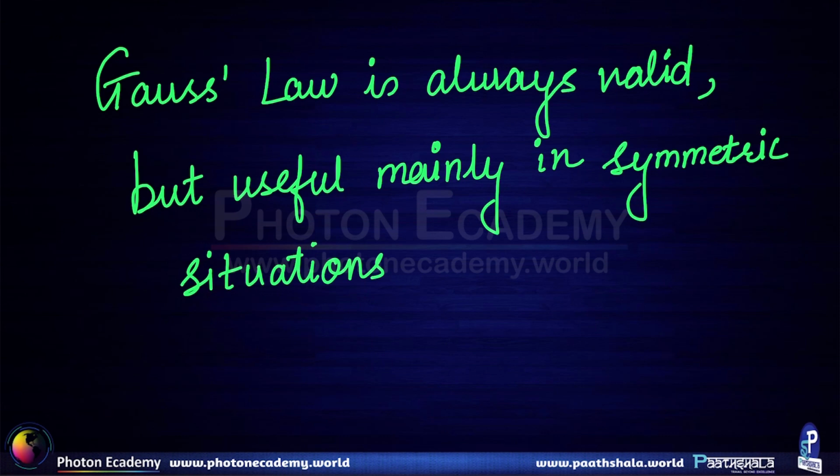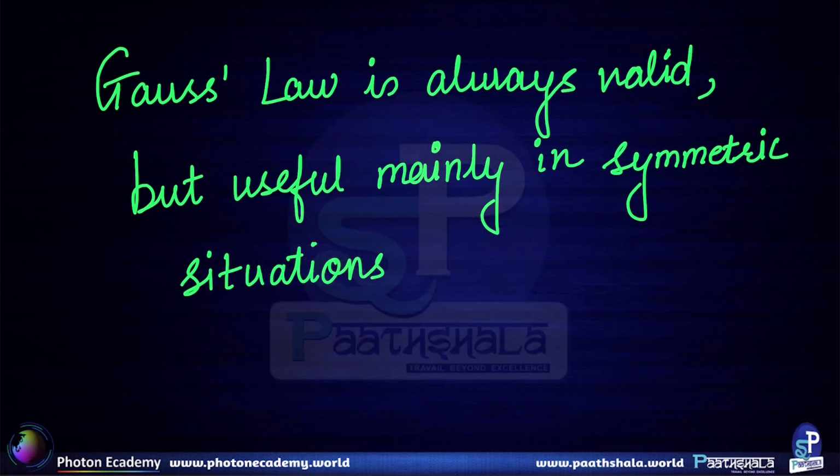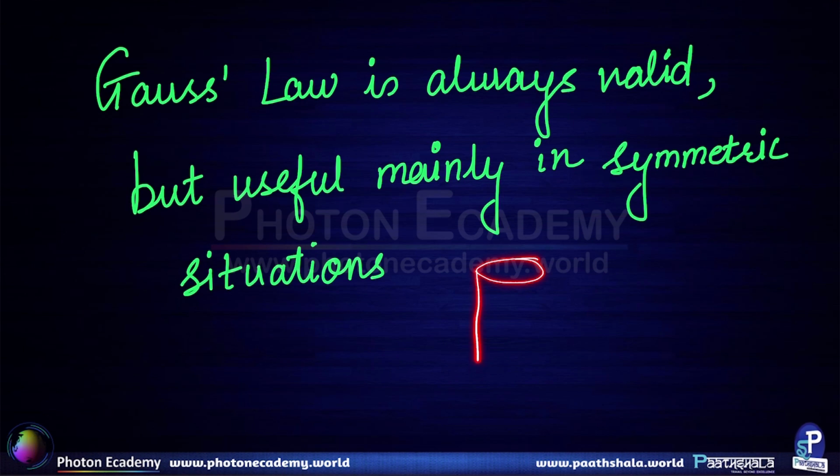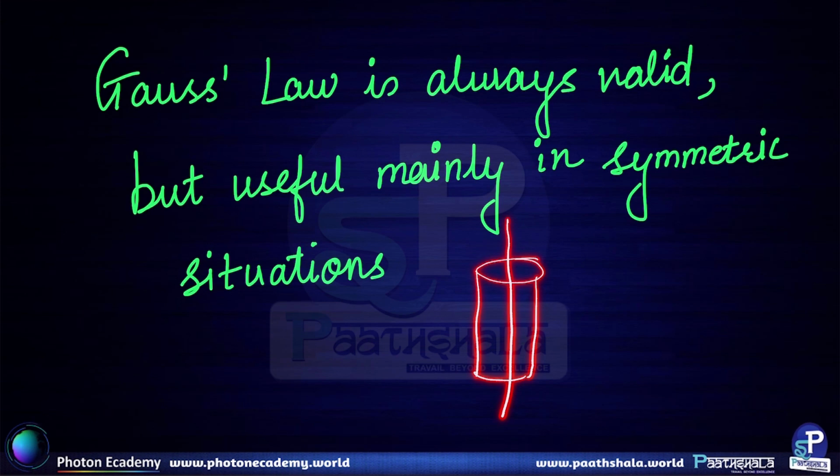So what are symmetric situations? Well, symmetric situations entail a certain kind of symmetry. Let us say we have a point charge. We can sense that the electric field that the point charge creates is going to be symmetric over a sphere that encloses the point charge. So this is a situation of spherical symmetry. Another situation can be that of cylindrical symmetry, wherein we have an infinite line of charge, and hence the electric field that this infinite line of charge creates is cylindrically symmetrical.